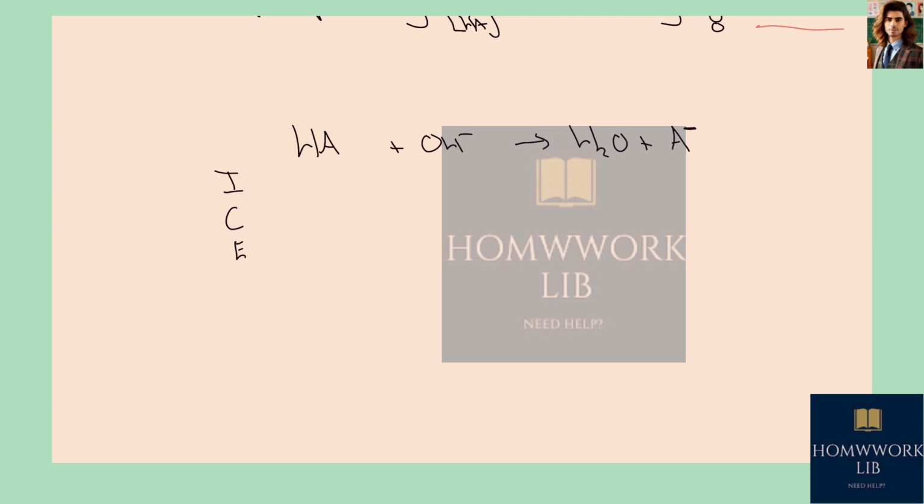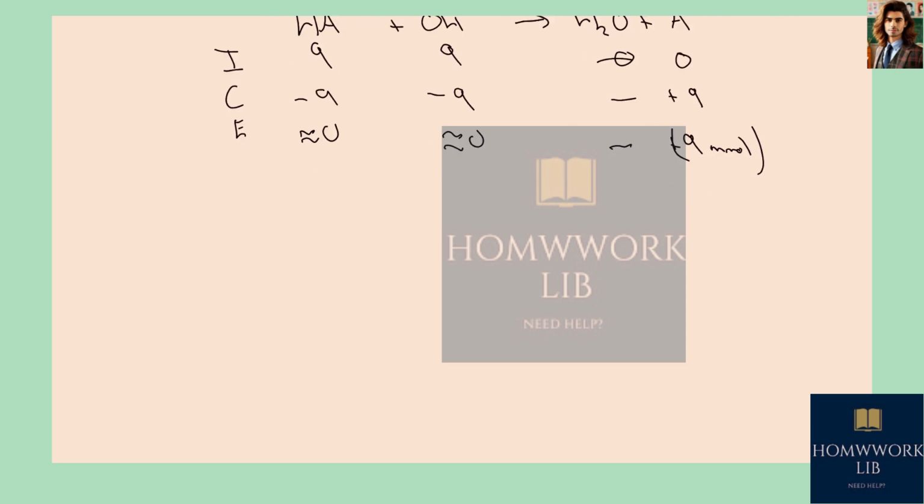So of HA, we started with 9 millimole. At the equivalence point, that means that we have added 9. We have 0 and 0. The change is going to be minus 9, minus 9. This is something close to 0, something close to 0. Water doesn't matter because it's a pure substance, plus 9 millimole. So that is the amount of A minus that is going to be generated at the equivalence point.